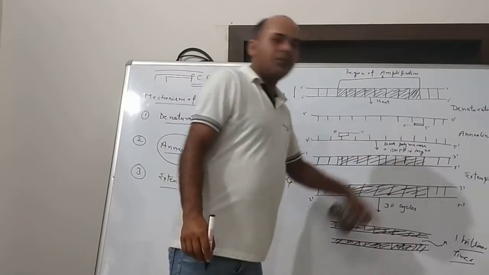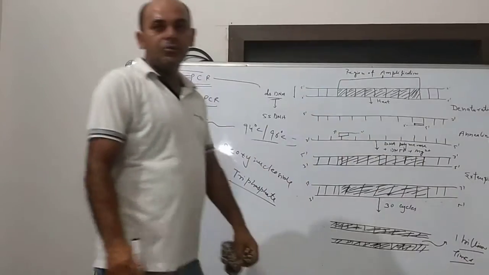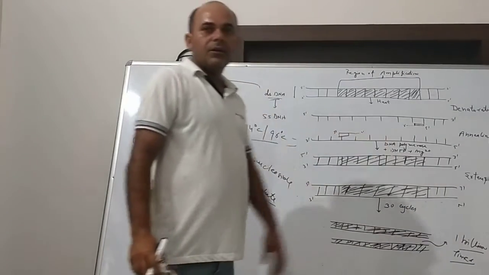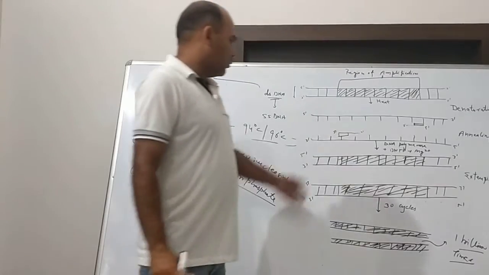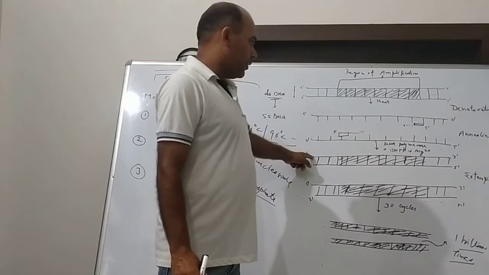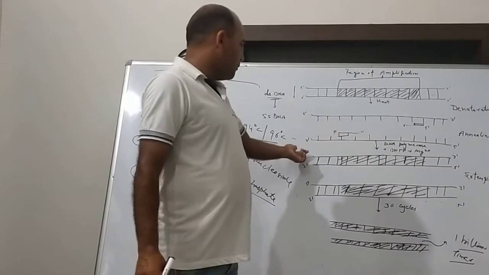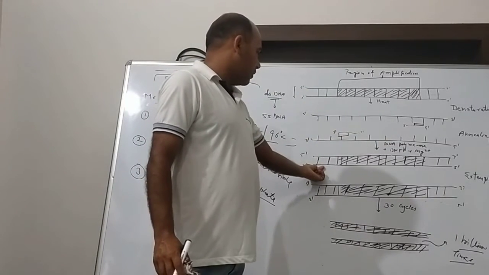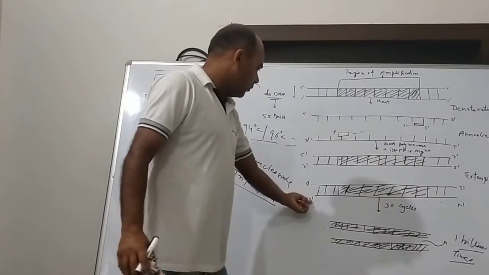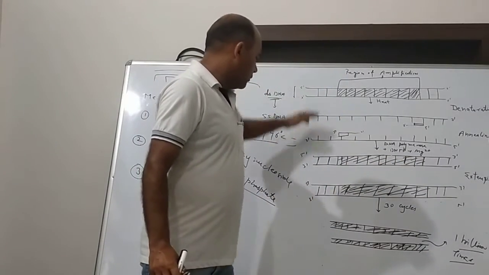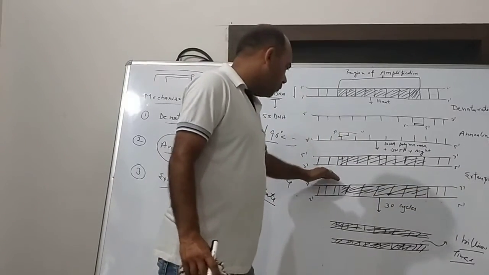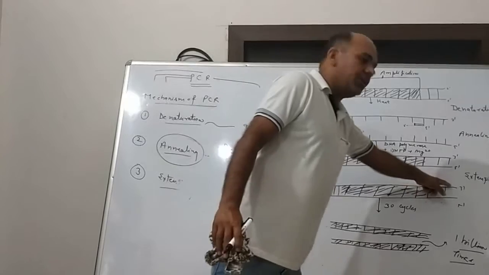Right here, what do we use? We use Mg2+ ion. So these are the additional requirements here. So what will we make? The upper strand, which is 5' to 3', will make the lower strand, which is 3' to 5'. And the lower one, 3' to 5', will make the upper portion, which is 5' to 3'.